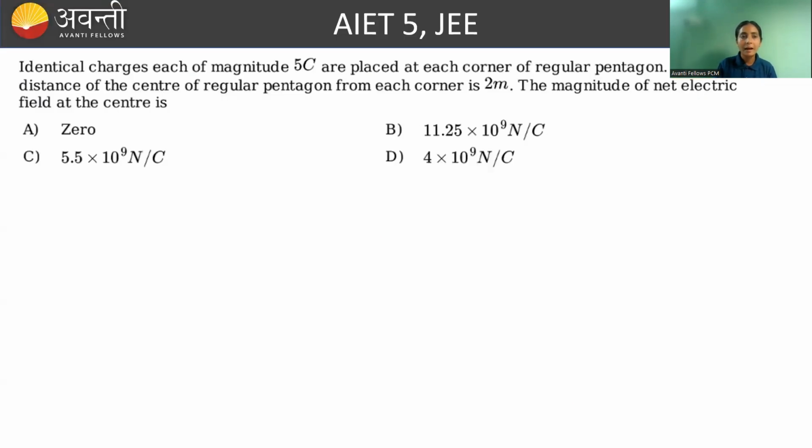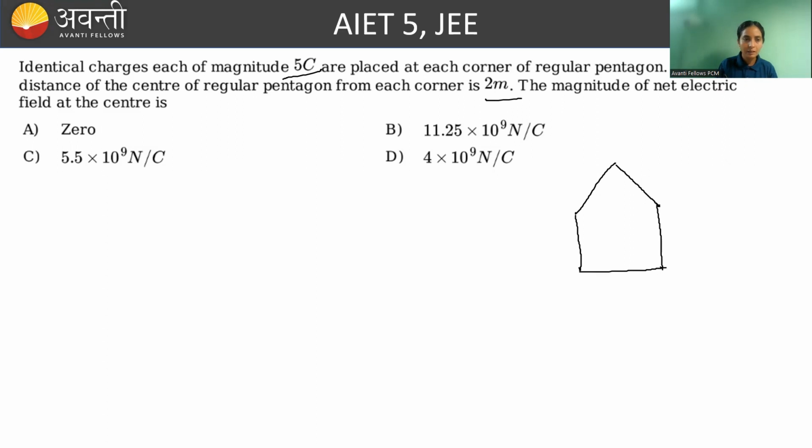There are identical charges of magnitude 5 coulomb placed at each corner of a regular pentagon. The distance of the center of the regular pentagon from each corner is 2 meter. Find the magnitude of net electric field at the center. Pentagon means having 5 vertices, right? So let's draw the pentagon first. So this is your pentagon.